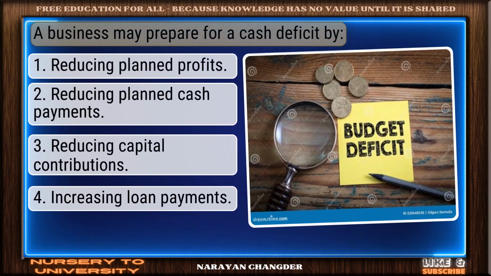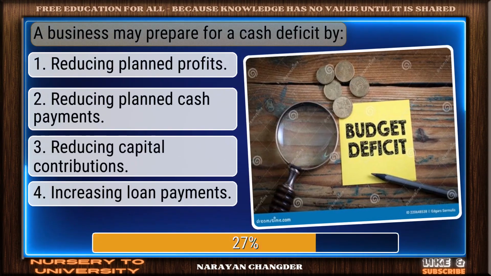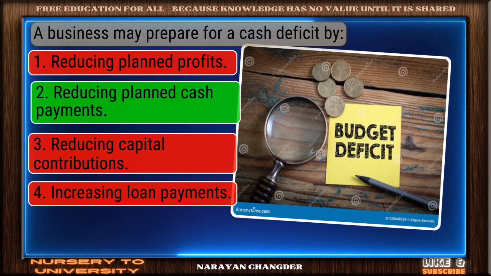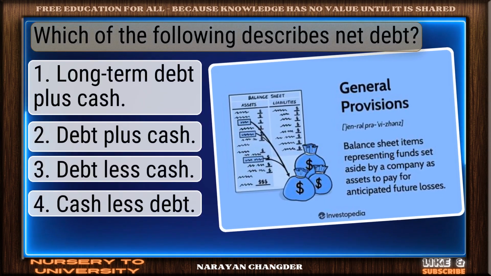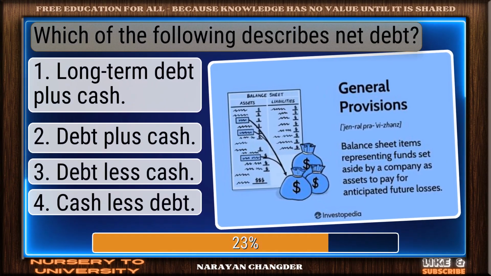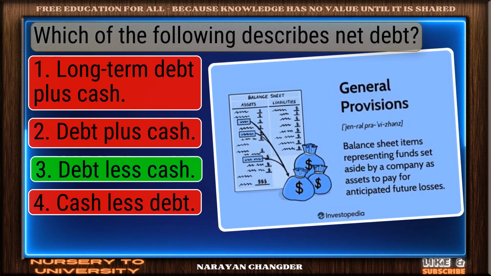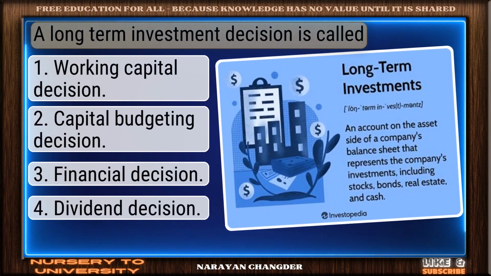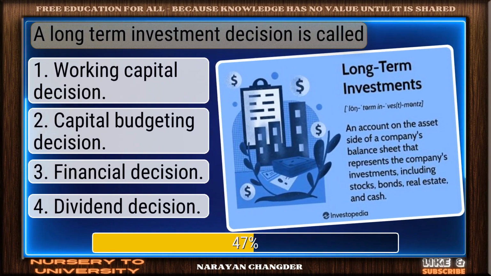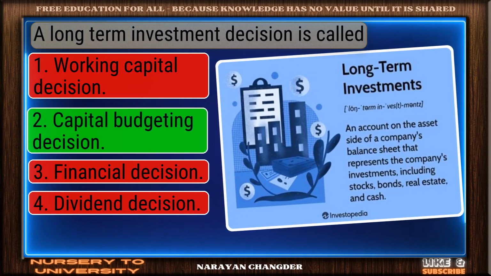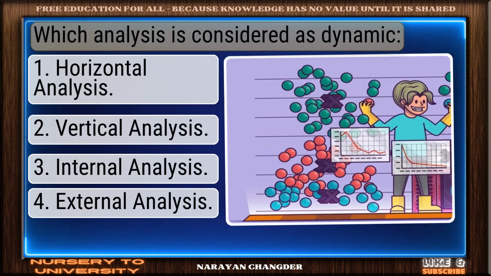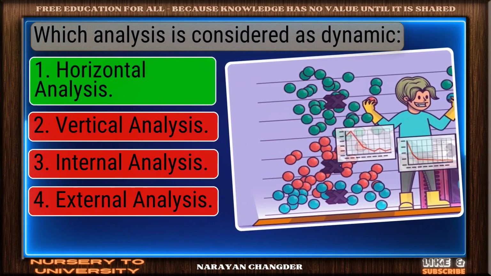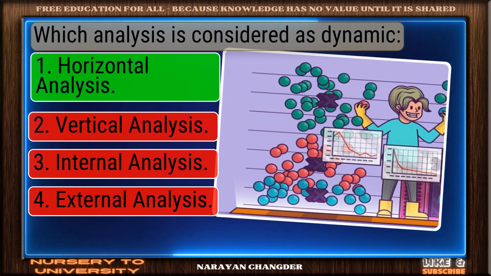A business may prepare for a cash deficit by... You're right. Reducing planned cash payments is the correct answer. Which of the following describes net debt? Right choice. Debt less cash is the best answer. A long-term investment decision is called... Solid response. Capital budgeting decision is a valid choice. Which analysis is considered as dynamic? Nice selection. Horizontal analysis is the correct and valid answer.